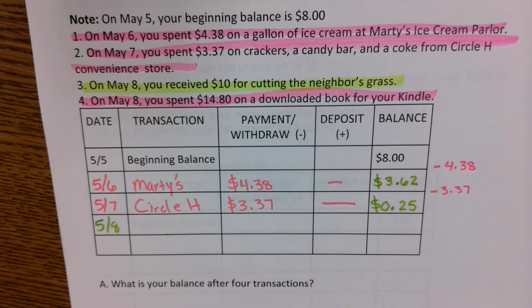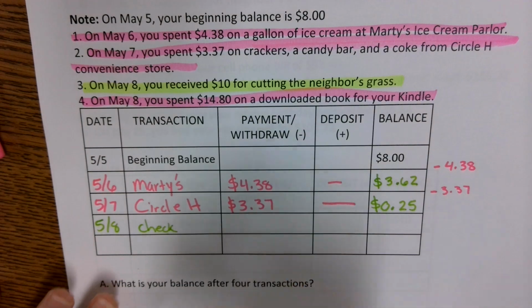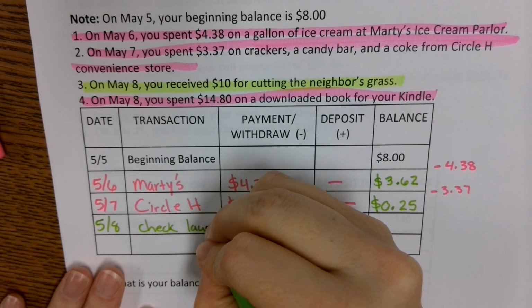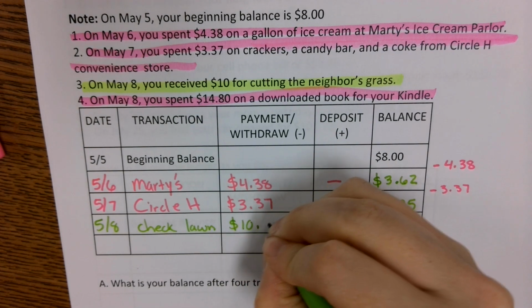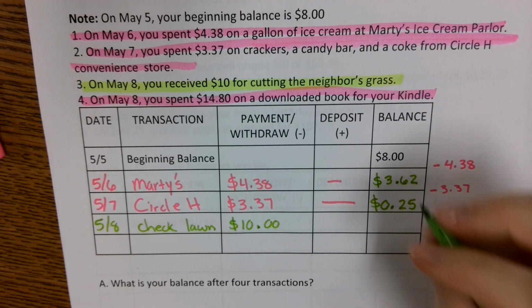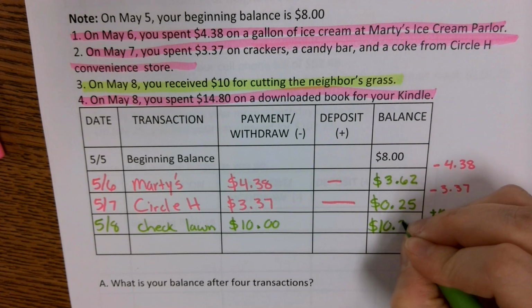All right, on 5A, we received money. Okay, so we went ahead and we cut the grass. So we probably received a check for doing the lawn. So I usually like to write, okay, it's a check that I'm receiving. It's the lawn. Just like we did birthday check, we have a lawn check. And they paid us $10. They might have given us cash, but we don't know yet. So we're going to add that $10 into our account. That's going to put us at a positive $10.25.